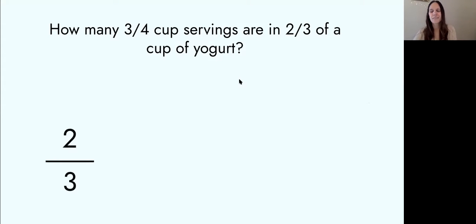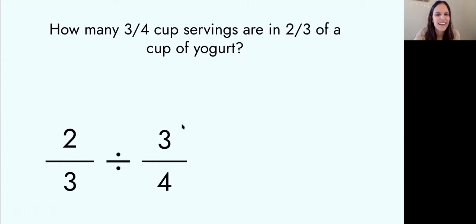I think we're starting with 2/3 of a cup of yogurt. So I'm going to make that the first fraction in my problem. Now, we're taking that 2/3 cup of yogurt and we're dividing it into 3/4 cup servings. And then we're trying to find the answer here.